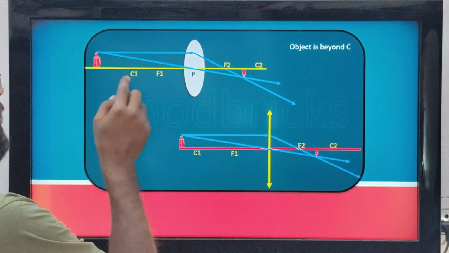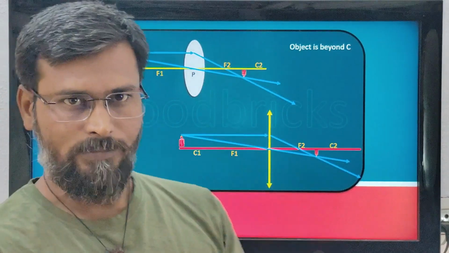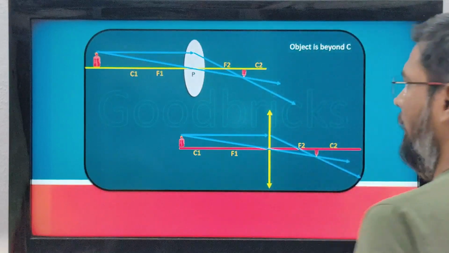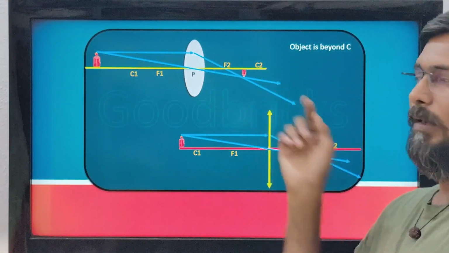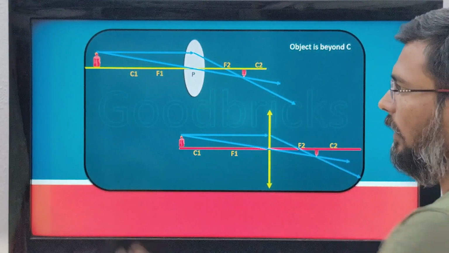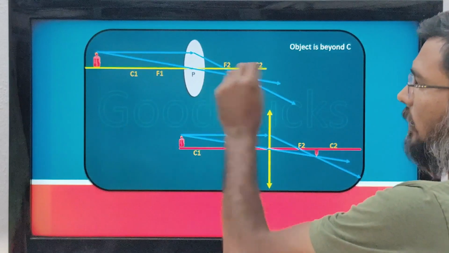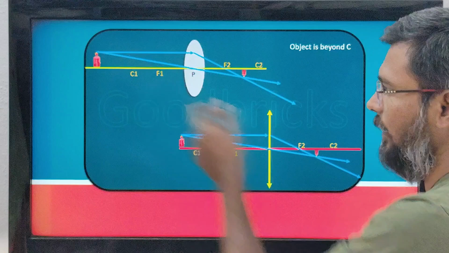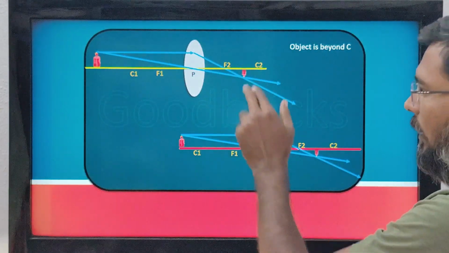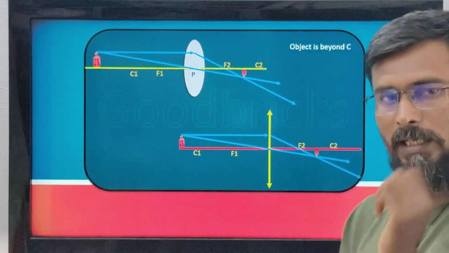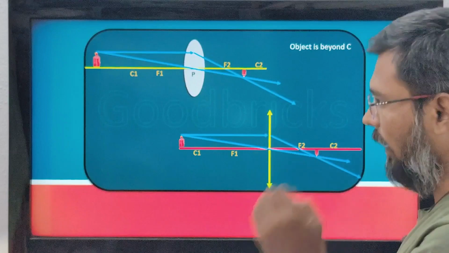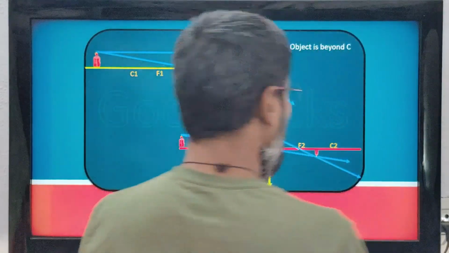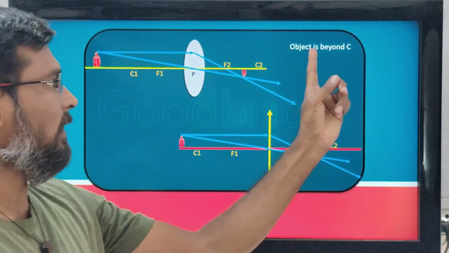Now, when the object is beyond C, where is the image forming? The image is forming between F and C. What kind of image? The object is this much height, the image is small, so a diminished image will be formed when the object is beyond C, and the image will be inverted between F and C, a real image will be formed. So these are the characteristics, and this is how you need to draw the ray diagram when the object is beyond C.